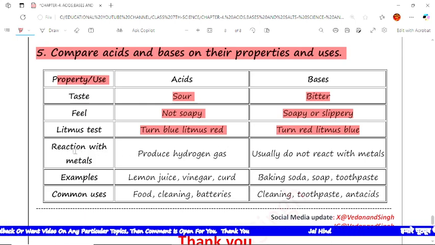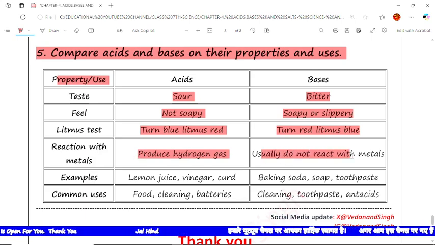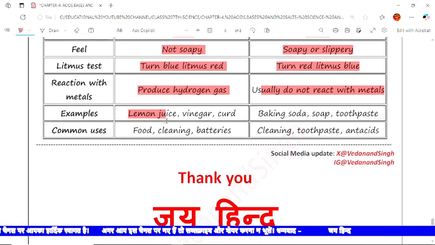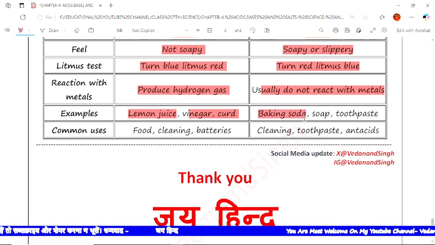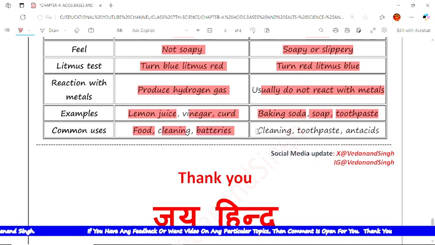Always remember it. Reaction with metals: acid produces hydrogen gas, while base usually does not react with metals. Examples of acids are lemon juice, vinegar and curd. And examples of bases are baking soda, soap and toothpaste. Now the common uses of acid are in food, cleaning and batteries. Generally in a battery there is use of acid, and it is used for cleaning. Also it is used in toothpaste and antacids.